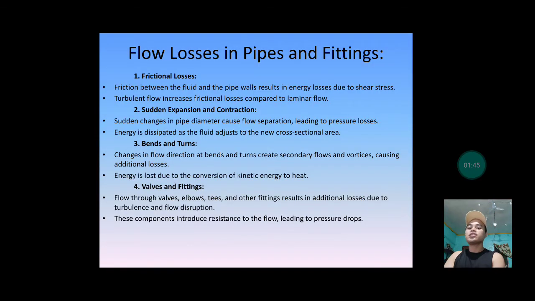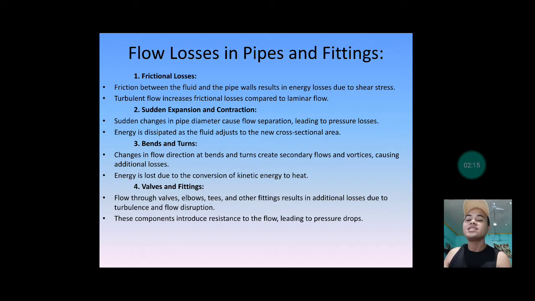So the flow losses in pipes and fittings. First we have the frictional losses. Friction between the fluid and the pipe walls results in energy losses due to shear stress. Turbulent flow increases frictional losses compared to laminar flow. Number 2, sudden expansion and contraction. Sudden changes in pipe diameter cause flow separation, leading to pressure losses. Energy is dissipated as the fluid adjusts to the new cross-sectional area.